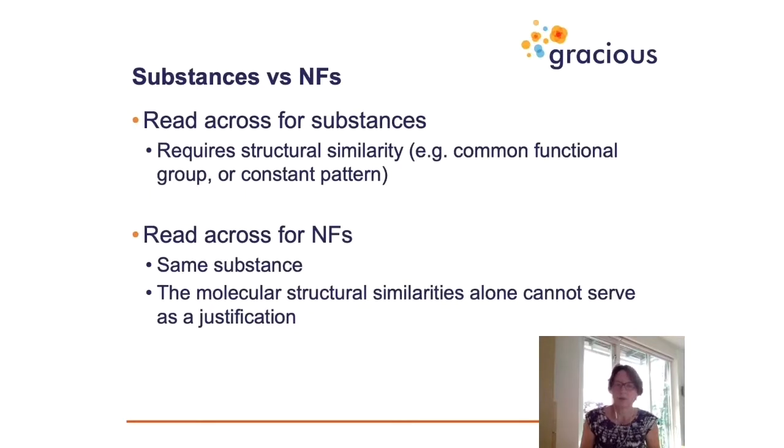This is most of the information on substances in general. As indicated, read across for substances requires this structural similarity, for example a common functional group or a constant pattern, but this is all chemistry. And now we come to nanoforms.